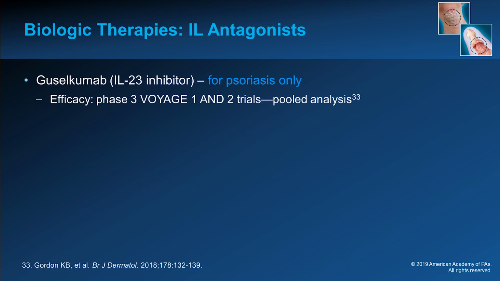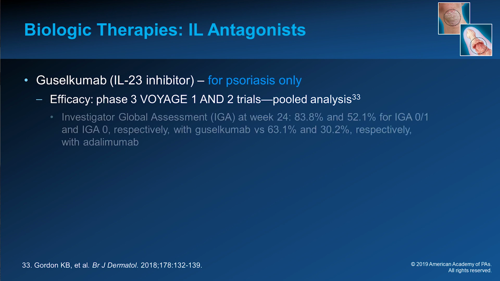Another drug that's out there, an interleukin blocker, is guselkumab. It's an IL-23 inhibitor. It's for psoriasis only as well. Phase 3 Voyage 1 and 2 trials were once again pooled together, but in this case they looked at the IGA scores, Investigator Global Assessment, at week 24. And it scored at 83 and 52%, IGA of 0 to 1 and IGA 0 respectively.